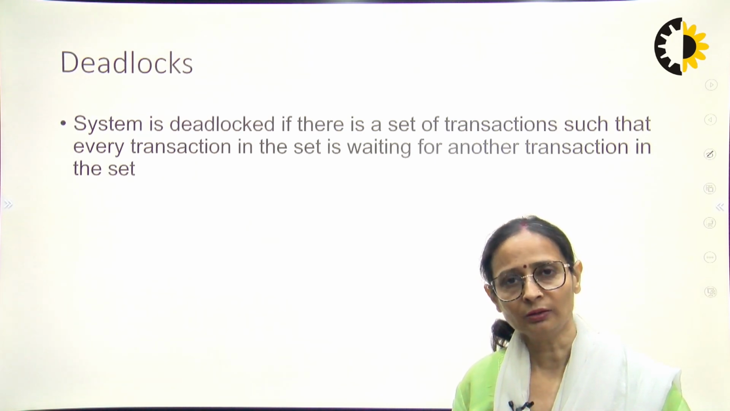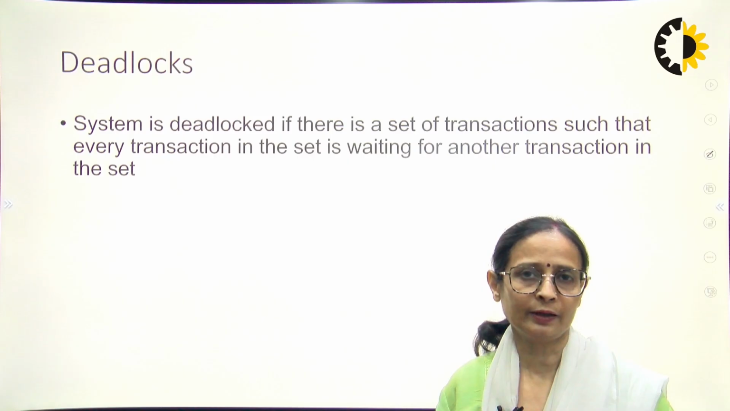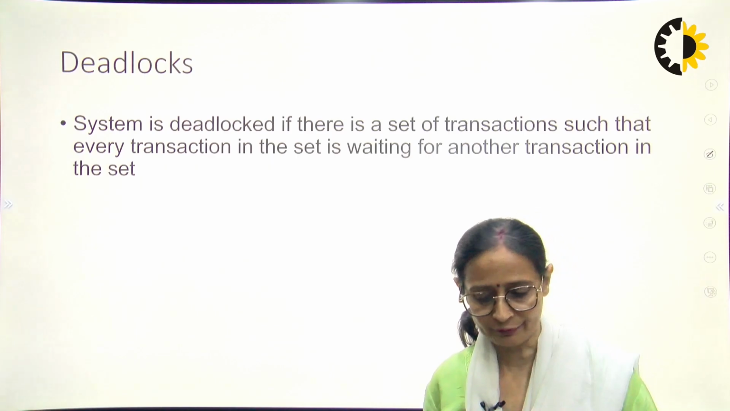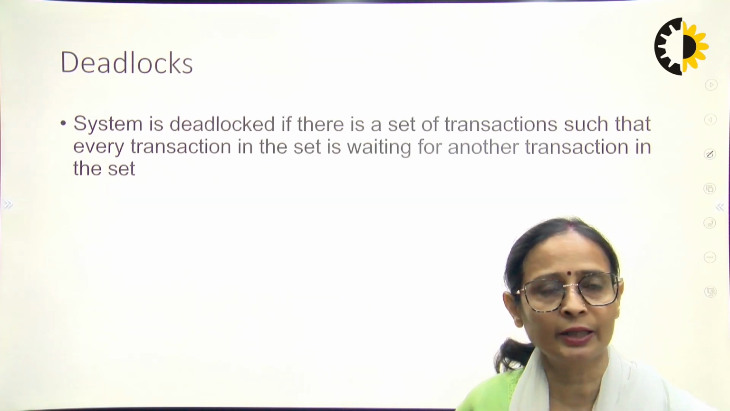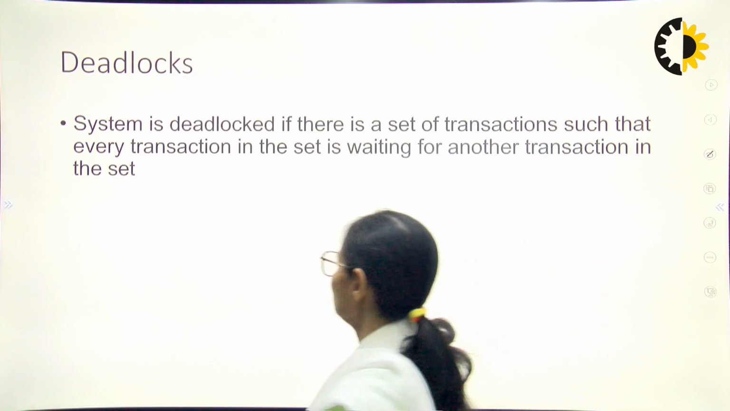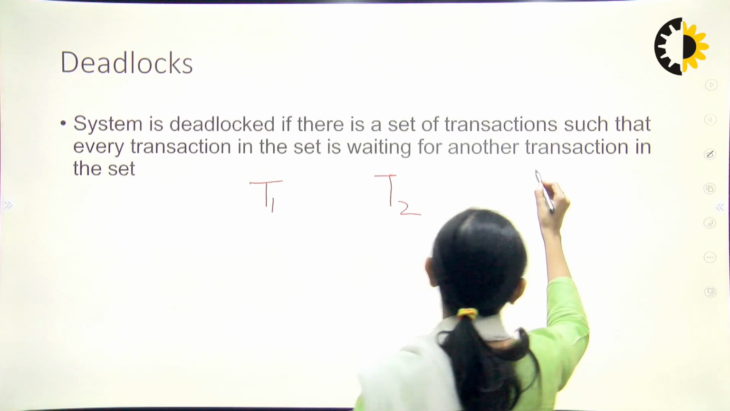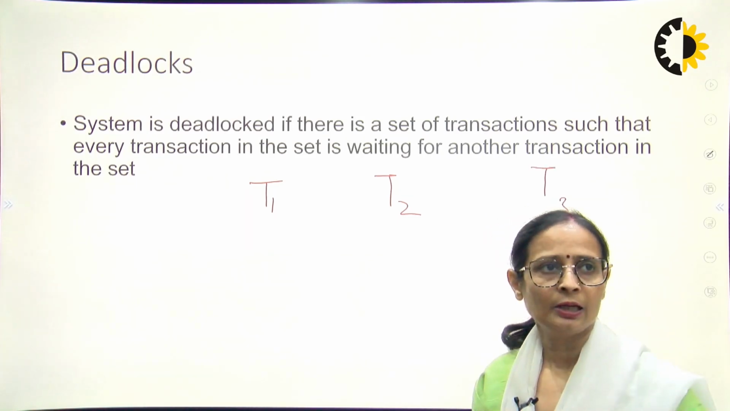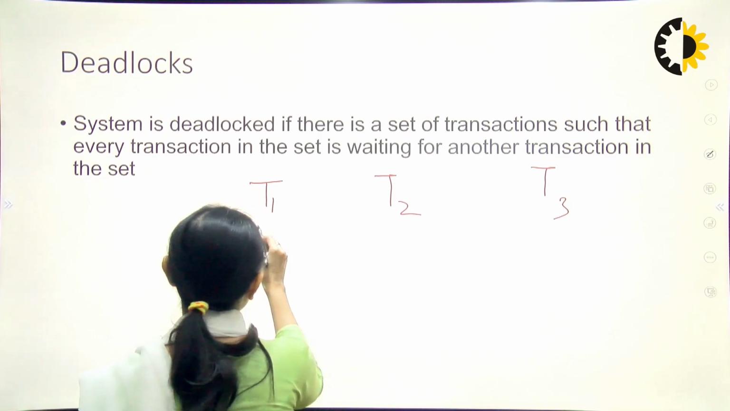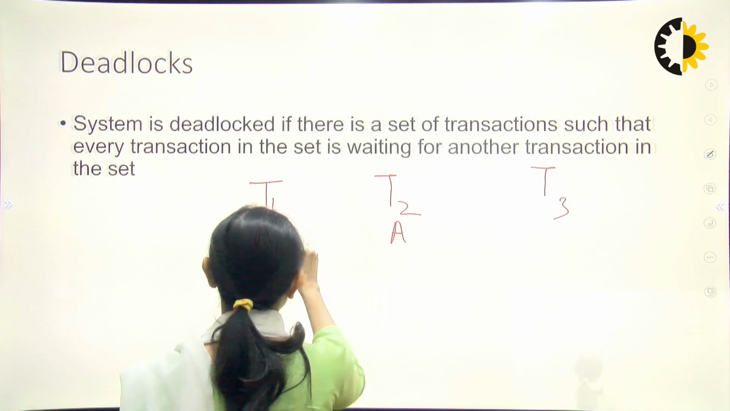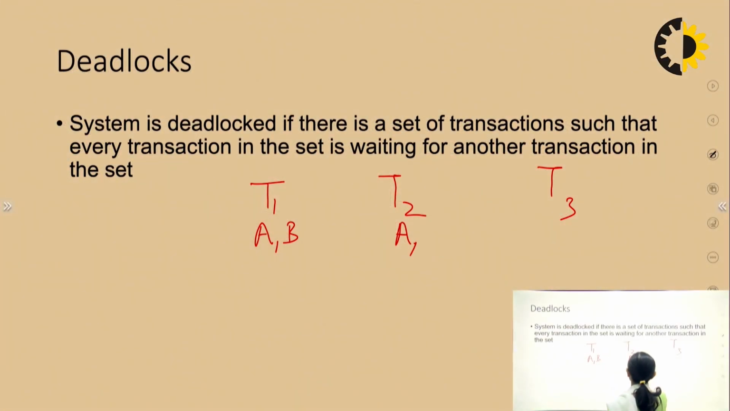So what is a deadlock? The proper definition of deadlock says the system is deadlocked if there is a set of transactions such that every transaction in the set is waiting for another transaction in the set. For example, suppose I have these three transactions, T1, T2 and T3. Let's suppose T1 wants to work on data item A, T2 wants to work on A and B, and T3 also wants to work on A and B.